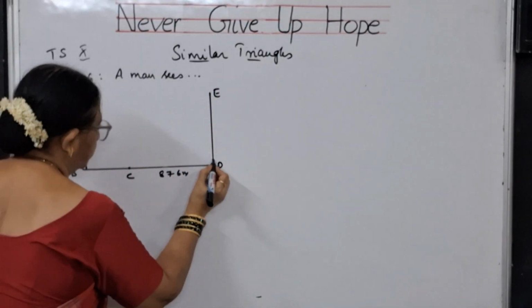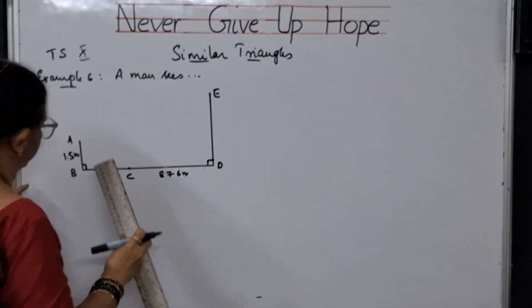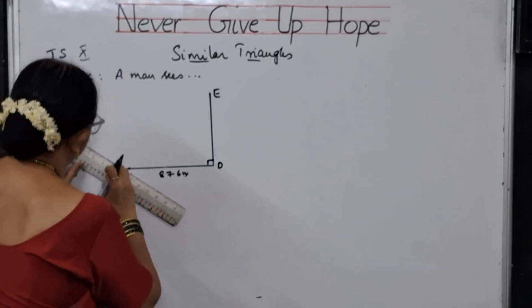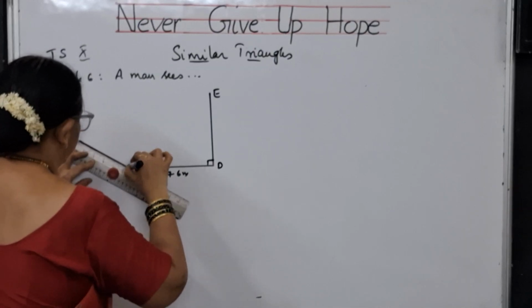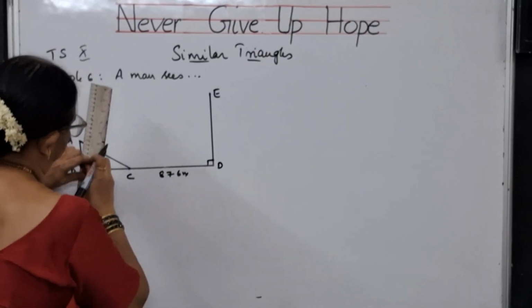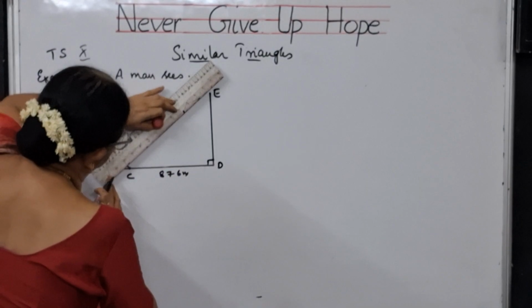These two are perpendicular. So the man could see like this. This is the mirror. C is the position of the mirror.